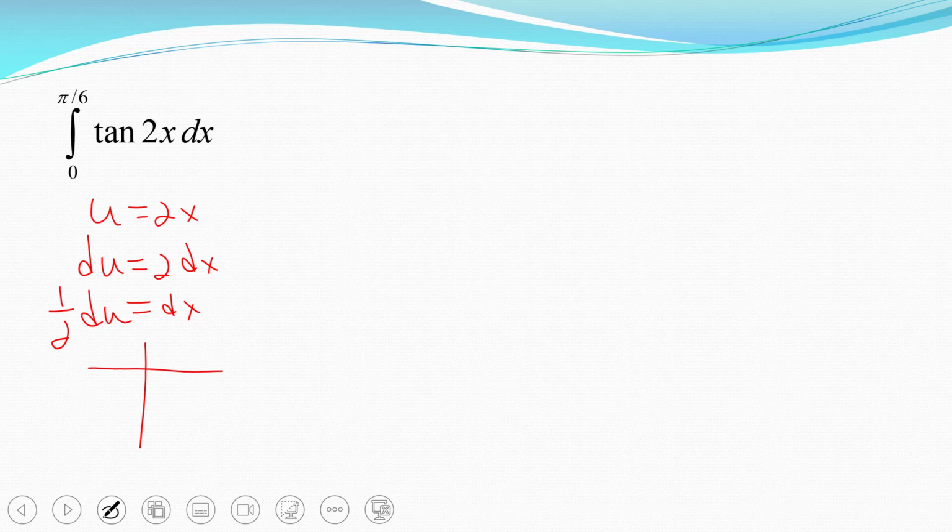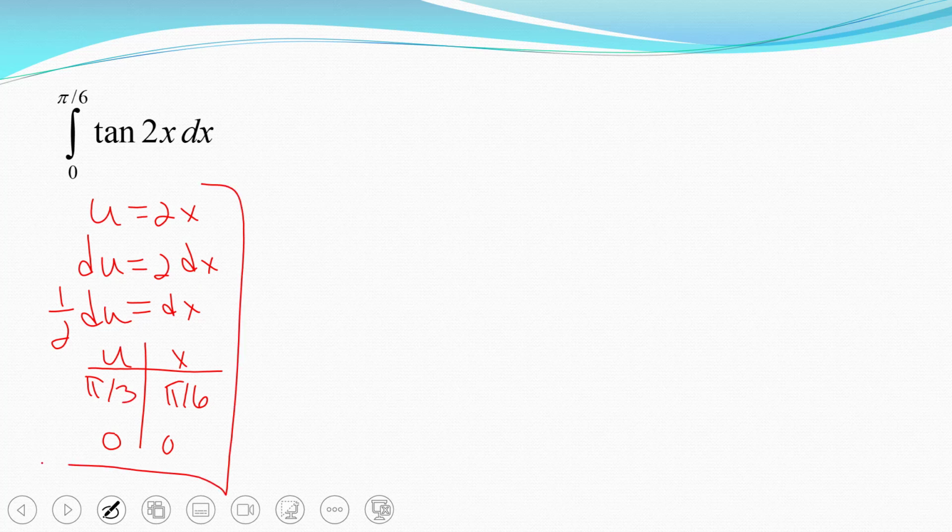Also, I have bounds, so x and u. x could be 0 or pi over 6. So I can find the corresponding u values by just plugging in 0 and plugging in pi over 6. If I plug in 0, I get u is 2 times 0, which is 0. And if x is pi over 6, I get u is twice that, which is pi over 3.